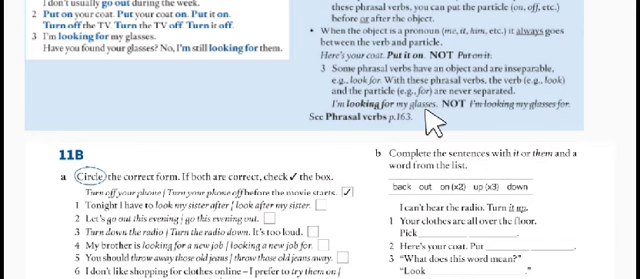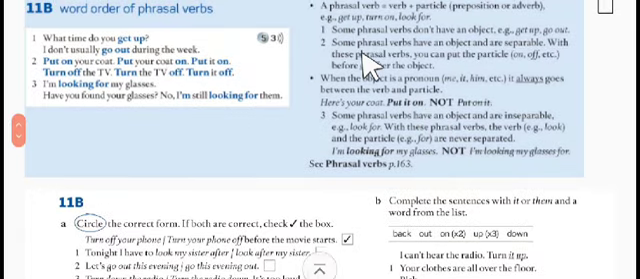Here we have two types of phrasal verbs. One is without object. The second type is having object, and those phrasal verbs are separable. We can separate them. For example, we can say turn the TV on. We can say turn on the TV. Both of them are correct, but some of them are not separable. Those phrasal verbs are the third type.